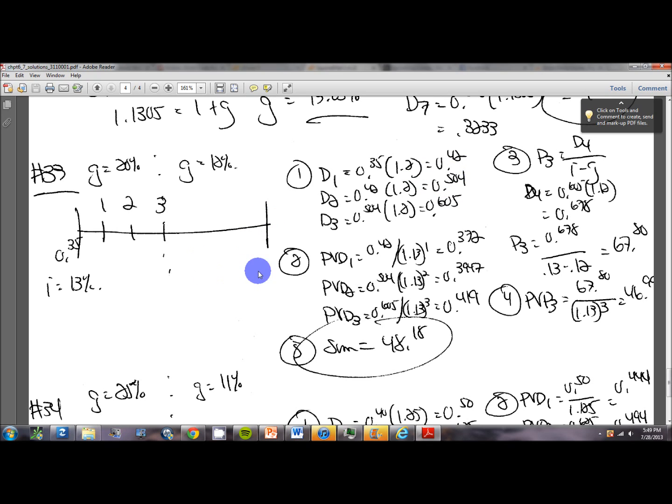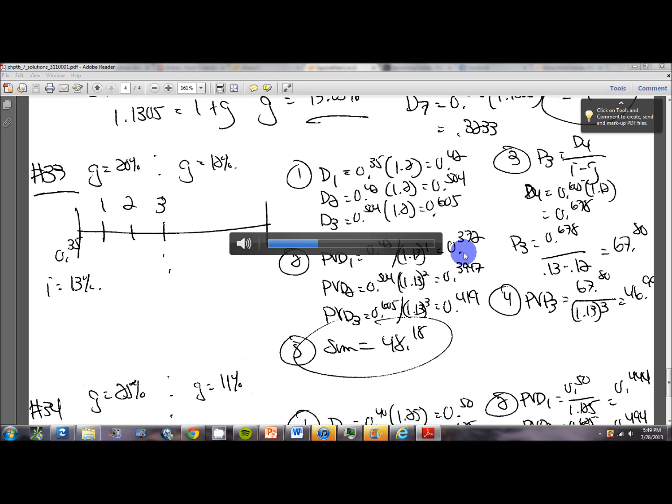Step 2 is you've got to take those dividends that you just found and find the present value of each one of those. For each one of these lines, I'm using the equation: present value is equal to future value divided by 1 plus I raised to the n. So you see that formula repeated 3 times to find these 3 present values.